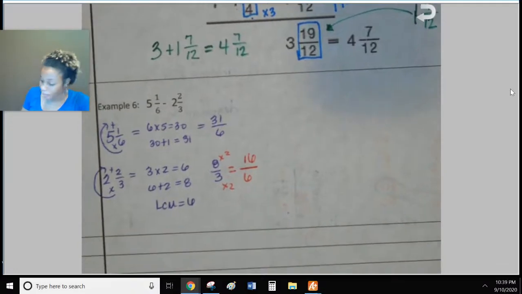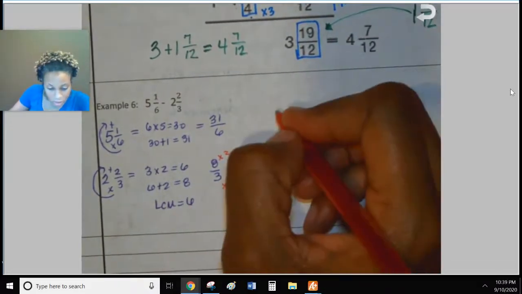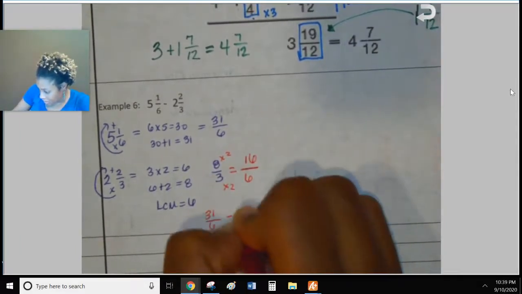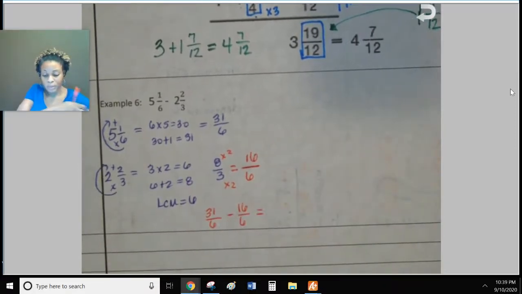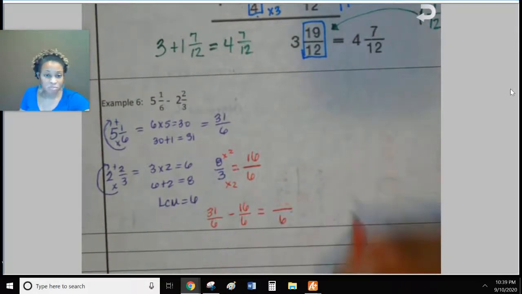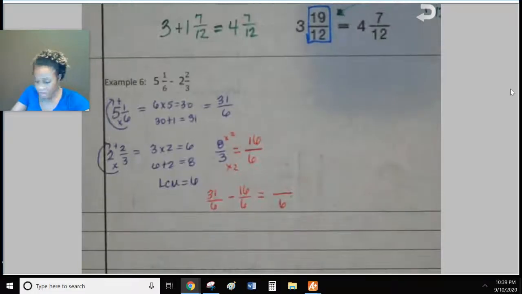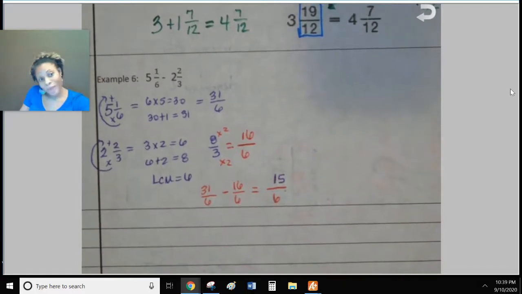So now my problem is 31/6 minus 16/6 equals. So again, remember my denominator stays the same. I did a little bit of work. Why change it? I'm going to subtract 16 from 31. You can do some side work to get that. You should get 15/6. Well, this is a lovely, lovely improper fraction.